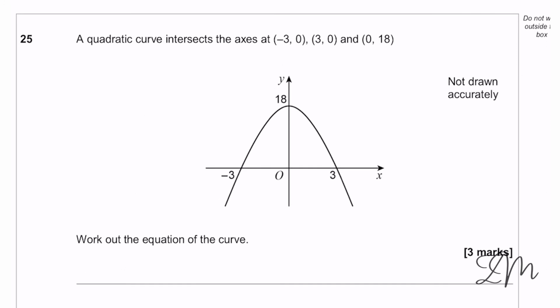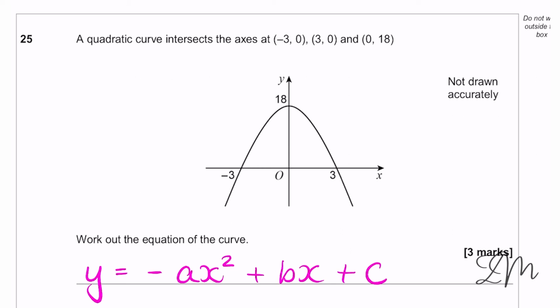Question 25. So we've got a negative quadratic, which means we know that this is of the form minus ax squared plus bx plus c. What we know for definite is that c is 18, and we don't know what a or b is. However, if we were to write it in completed the square form, what would we get?